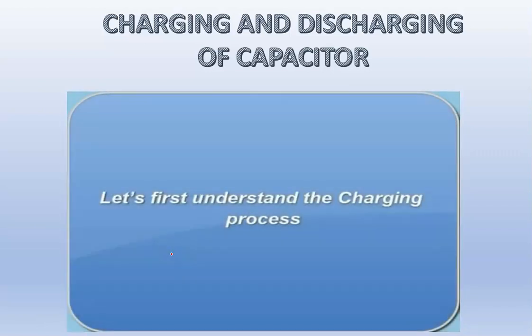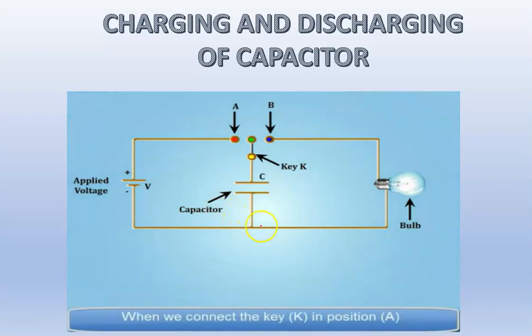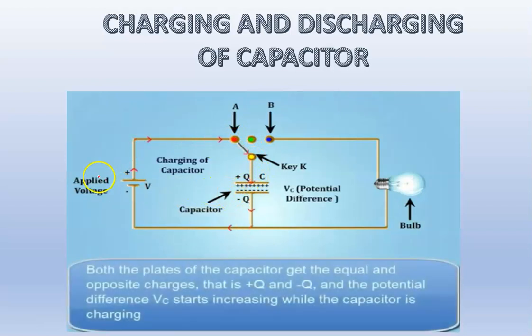So now let us first understand the charging process. When we connect key K in position A, the capacitor is connected to the power supply and current flows through the circuit in this way. Both the plates of the capacitor get equal and opposite charges, plus Q and minus Q, and the potential difference Vc starts increasing while the capacitor is charging.